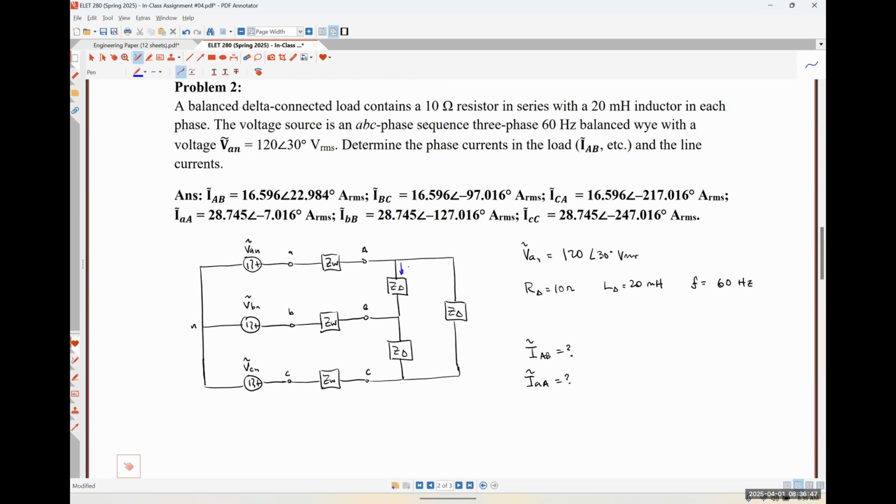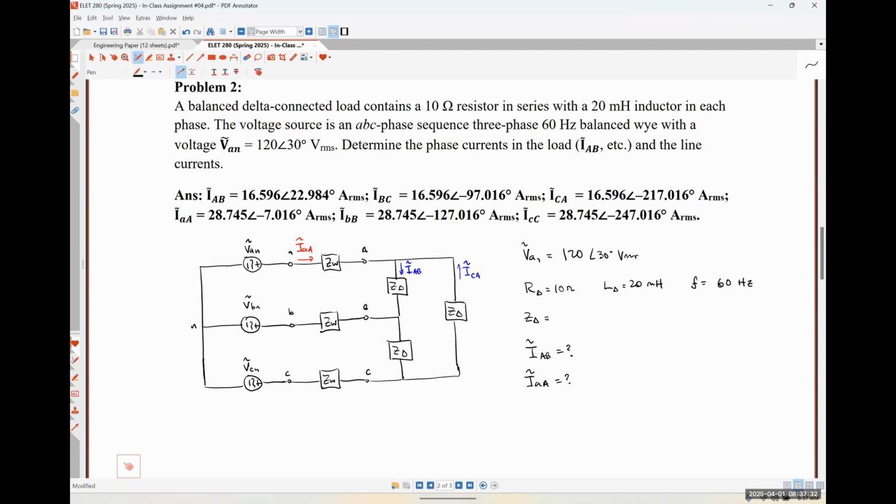So this would be our current IAB. And for reasons that will become obvious here in a couple of minutes, I'm going to go ahead and label this phase current ICA as well. Then I have my line current, IaA, that we are interested in. So before we can really draw our single phase equivalent circuit, we need to figure out what this impedance Z delta actually is. So can you guys remind me what the impedance of a resistor is?